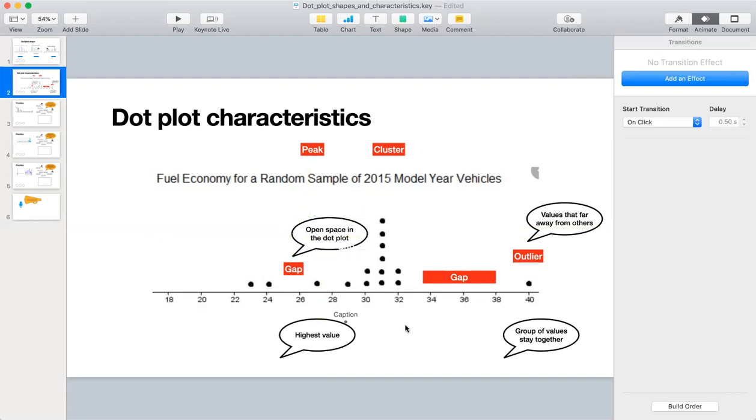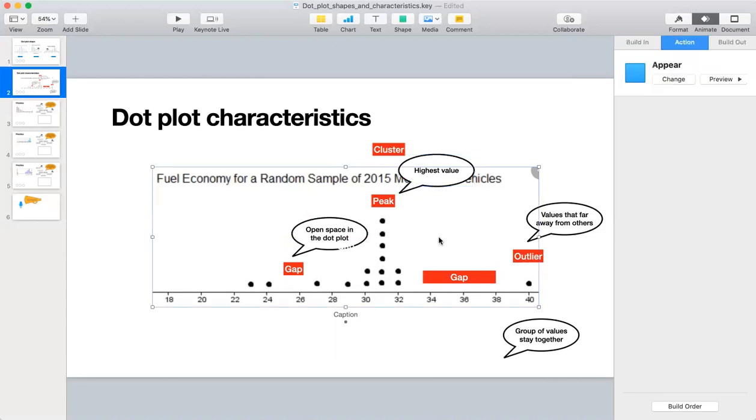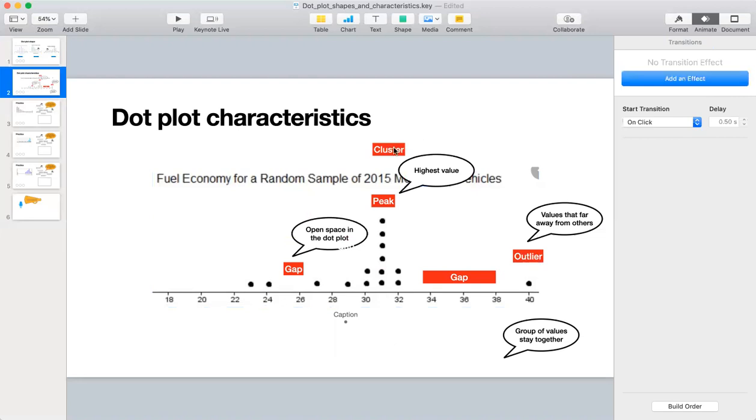All right, next one is peak. Peak is like the mode, the highest value, the one with the most repeated numbers. The number that has the highest frequency is called the peak. Kind of like the mode, right? The number 31 repeats 1, 2, 3, 4, 5, 6 times. So it's the peak.